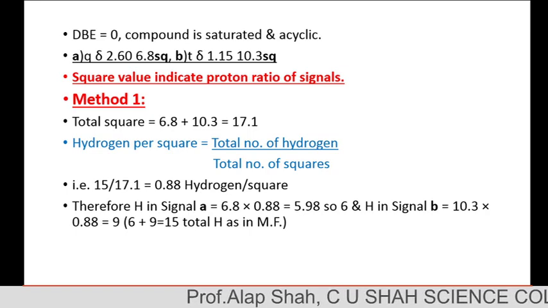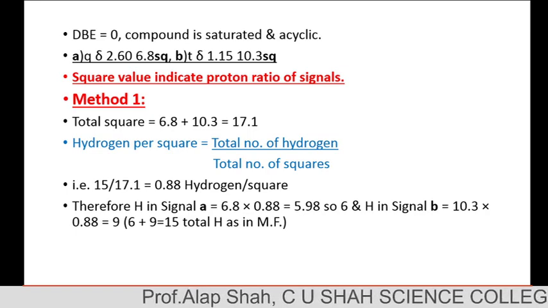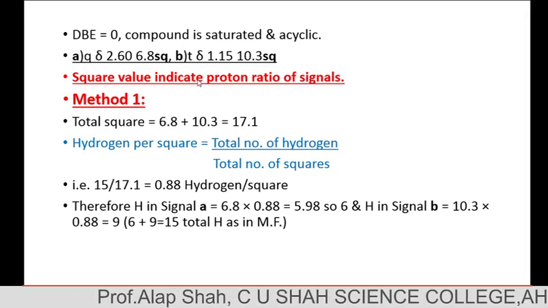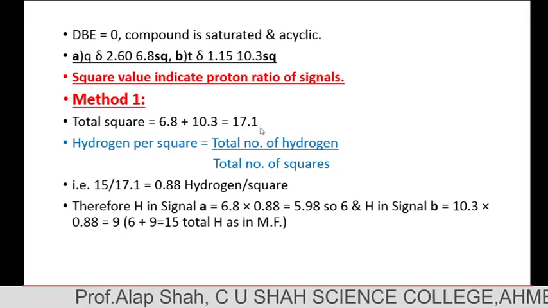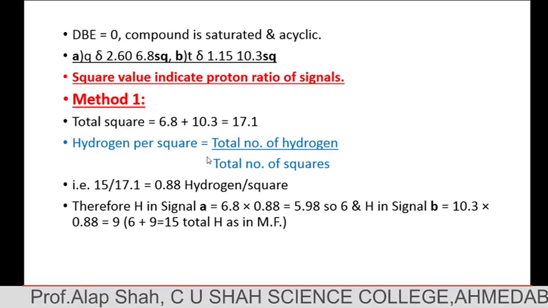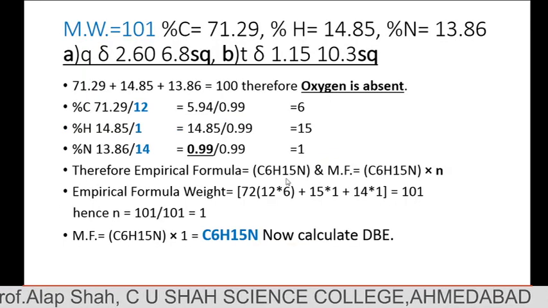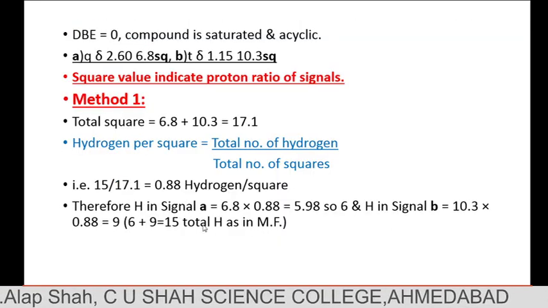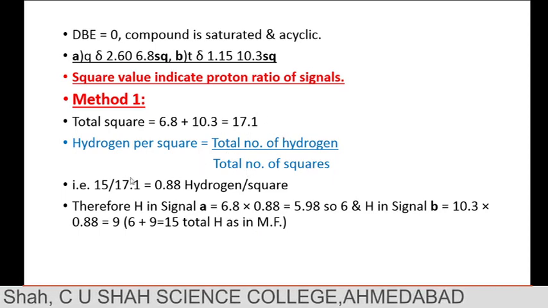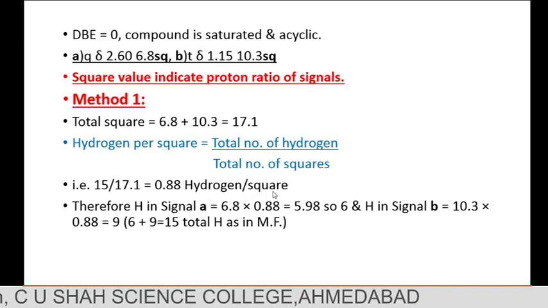But let us systematically discuss how to determine protons from the given square value. So in this method 1, first we will add both square values 6.8 and 10.3. So their total is 17.1. Now we can calculate hydrogen per square with this formula. Total number of hydrogens, because now the molecular formula is known, that is 15, upon the total number of squares which we have calculated. So 15 upon 17.1, that is 0.88 hydrogen per square.